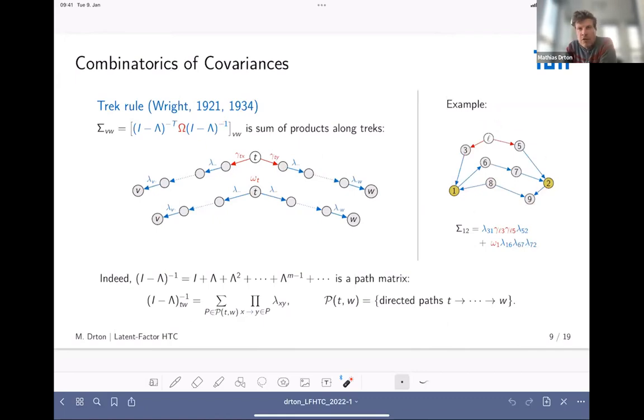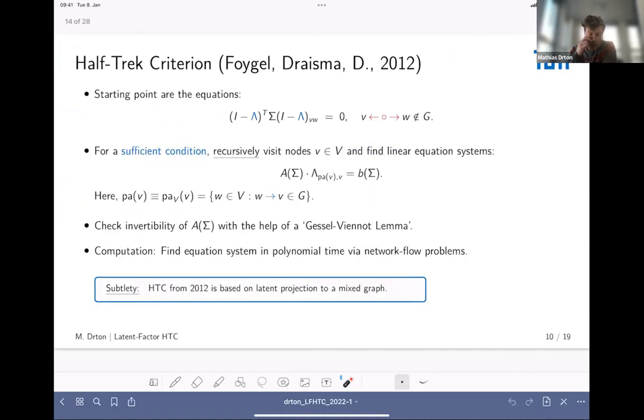Because of this combinatorial representation of the mapping from lambda, omega, gamma and the error variances behind this omega to the observed covariances, the natural hope is to develop some combinatorial way of deciding this problem. This is what we did in a paper from a little while ago with the same co-author Rina and Jan Draisma.